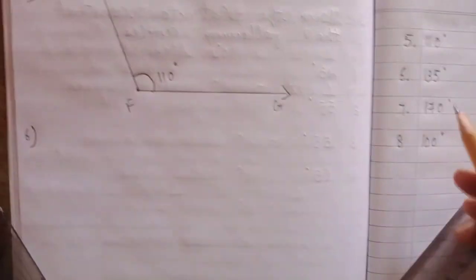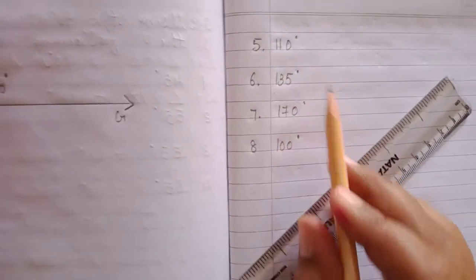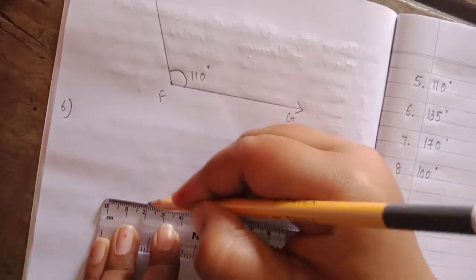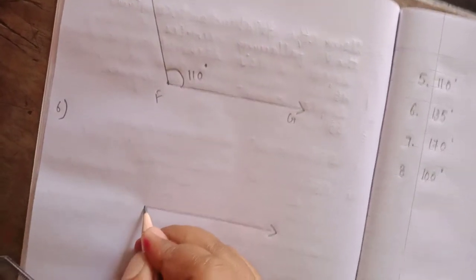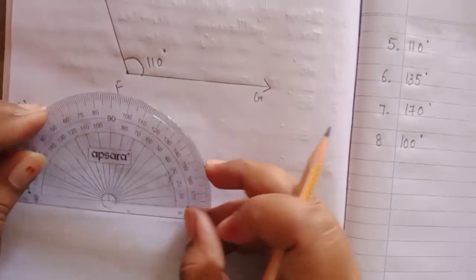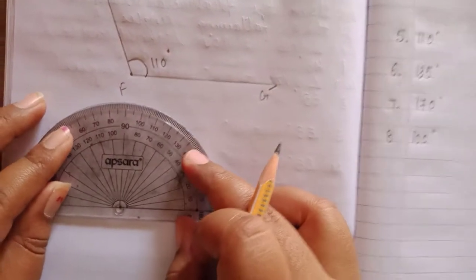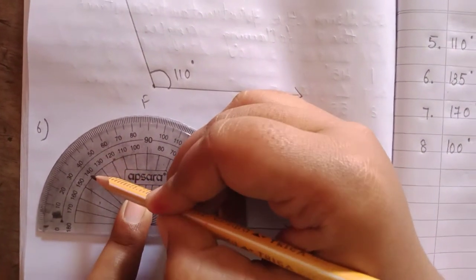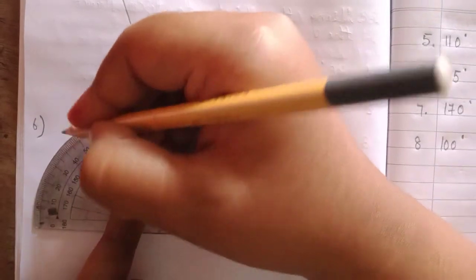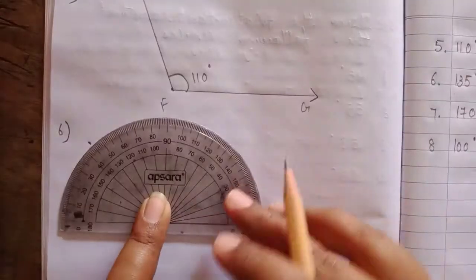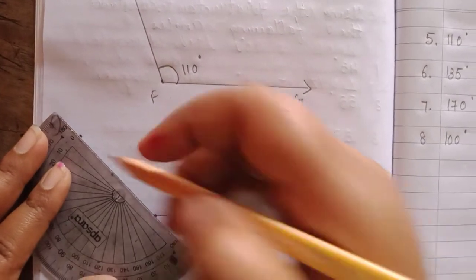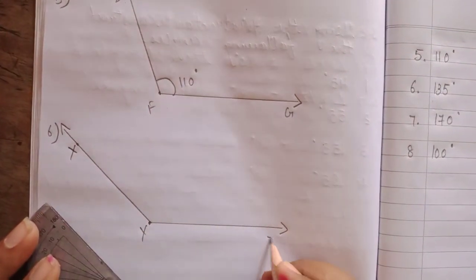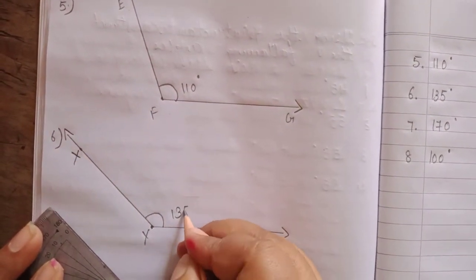Now number 6. We have to construct 135 degrees. First we will draw a ray. With the help of a protractor we will keep the center point on this end point. We have to construct 135. 135 will come between 130 and 140. Between this, a big line is there, that is known as the 135 degree. So we will join now. We will give the name X, Y, Z, and it is the angle of 135 degrees.